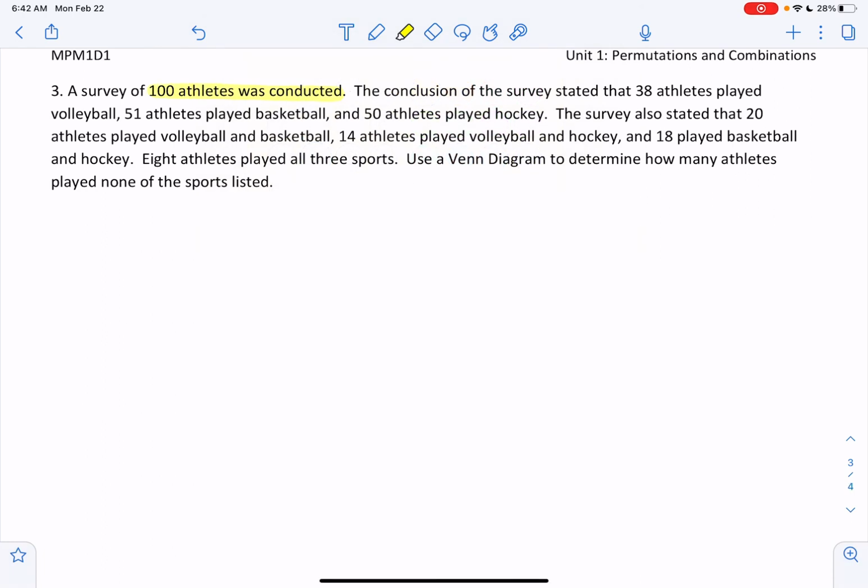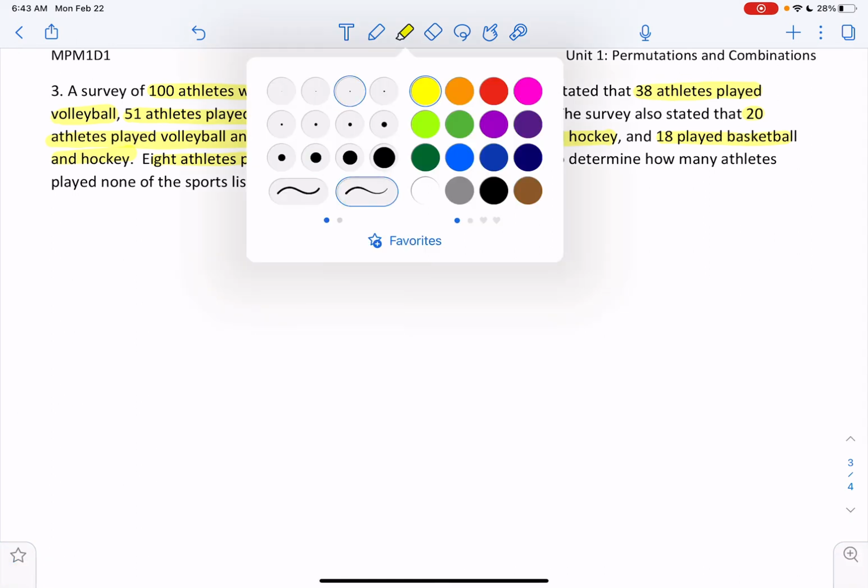The conclusion of the survey stated that 38 athletes played volleyball, 51 played basketball, 50 played hockey. The survey also stated that 20 athletes play volleyball and basketball, 14 athletes play volleyball and hockey, and 18 play basketball and hockey. 8 athletes play all 3 sports. Now we'll use a Venn diagram to determine how many athletes played none of the sports.